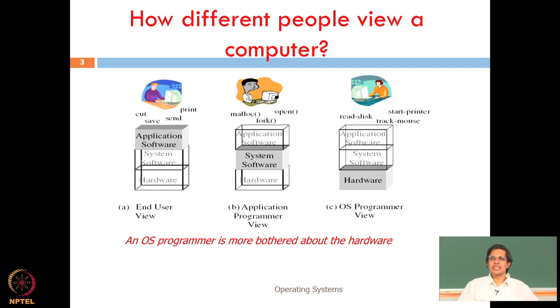Now somebody has written this software for you, and that person is the application programmer. And what does the application programmer want? He has to develop the application using some of the features available to him. And who gives those features? A system software gives these features to the application programmer to make him write the application.